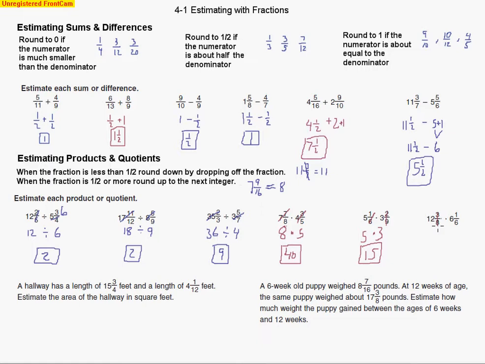So the 3/8 gets knocked off, I'm left with 12. Here the 1/6 gets knocked off, I'm left with 6. 72 is a good approximation of what that number is going to be.